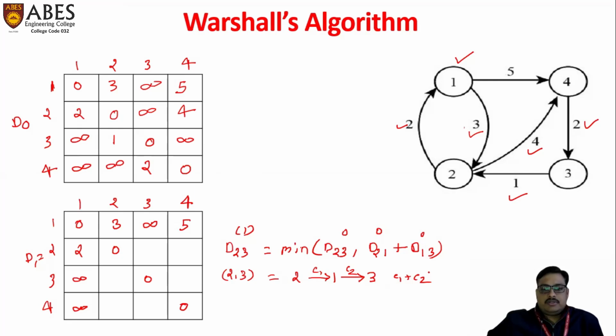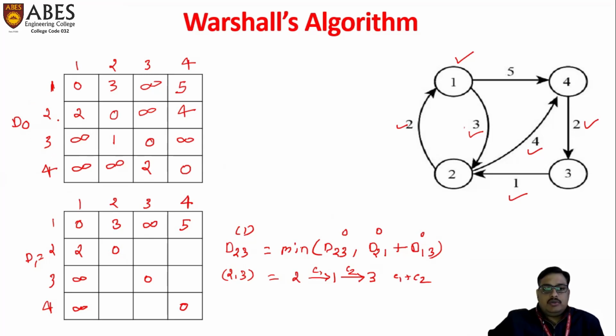C1 plus C2 is the value of D21 plus D13. So if this C1 plus C2, that is the cost, is less than this D23, then definitely we will update the value. So let us find. The cost of D23 that is existing is we can see in this one. D23 is infinity. Now we are going to calculate D21 and D13.